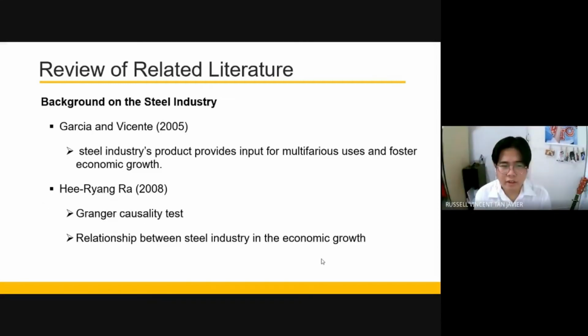We would also like to discuss our related literature review. So, I'll be giving you a background on the steel industry for us to support and give an overview of the current knowledge of the study.